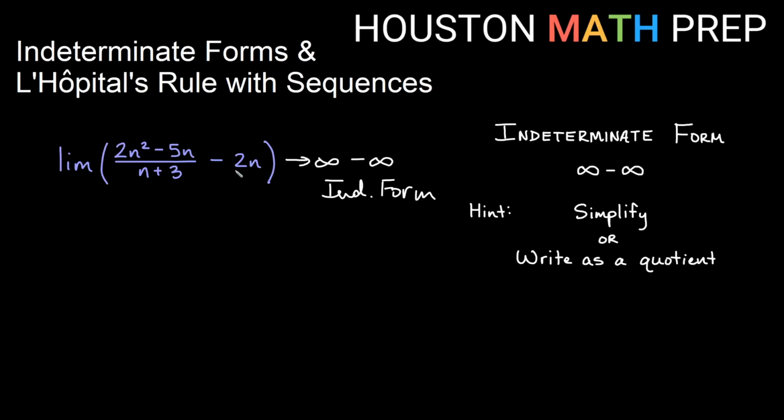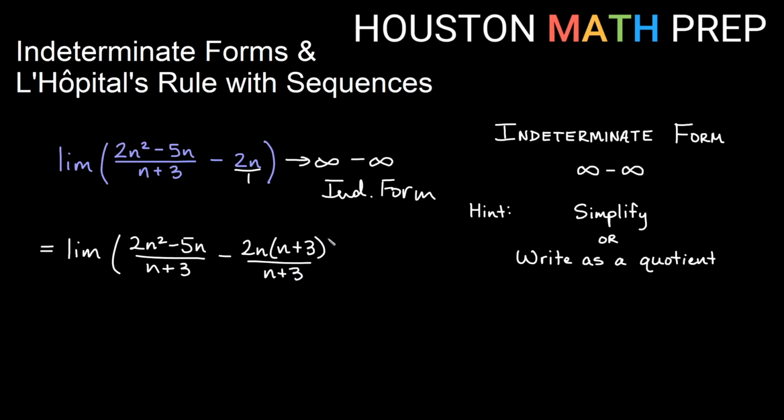So what I'm going to do is think of this over 1, and I'm simply going to get a common denominator and put these together. So I will go ahead and multiply this piece by n plus 3 on the top and the bottom. So we're going to keep the 2n squared minus 5n over n plus 3. And over here, we are going to take 2n times n plus 3, and that's going to be over n plus 3 now.